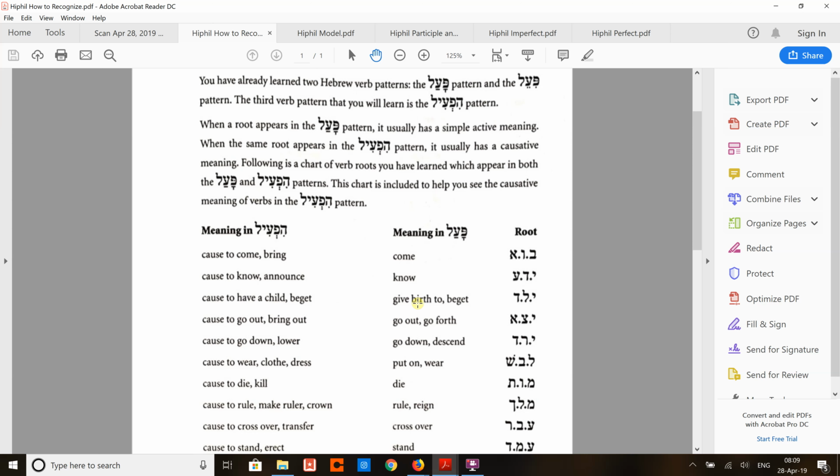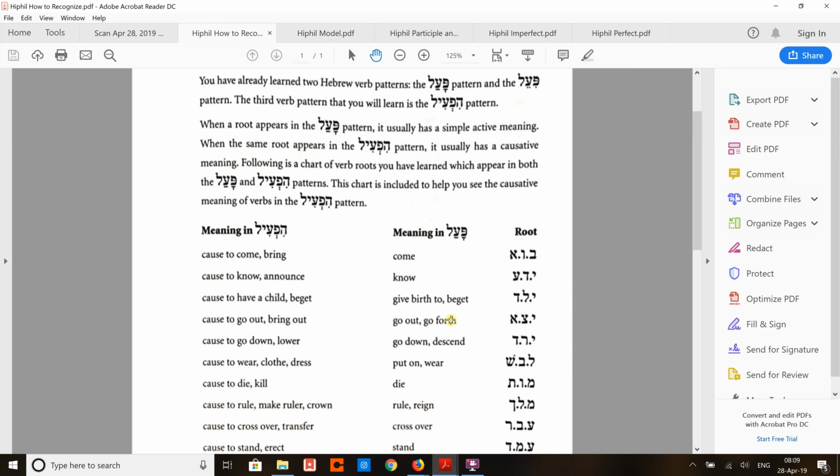So let's try yalad. Yalad is a verb that means to give birth. And so in its pa'al form, yalda, for instance, would mean she gave birth to. When you shift it over to the hif'il, it is to cause to give birth or to beget. And so again, more of that causal sense is sent out.